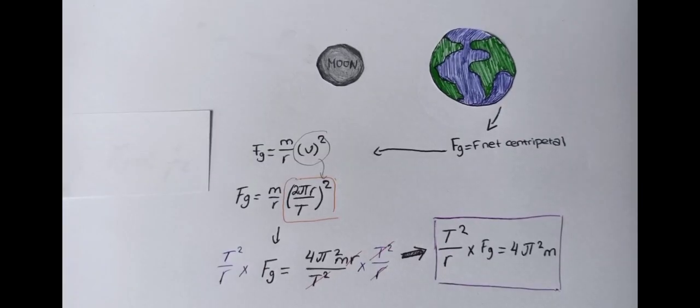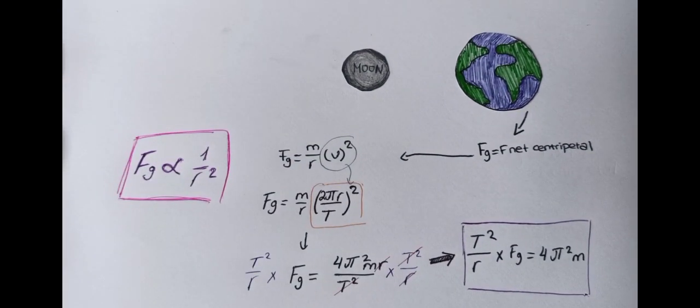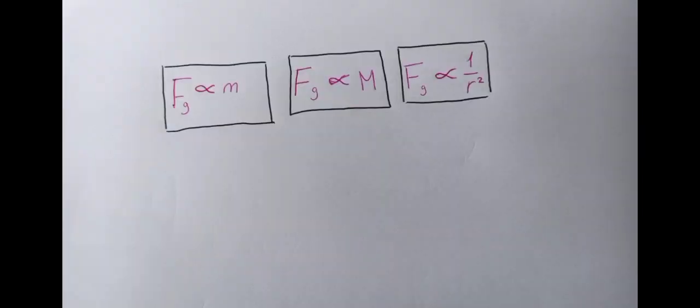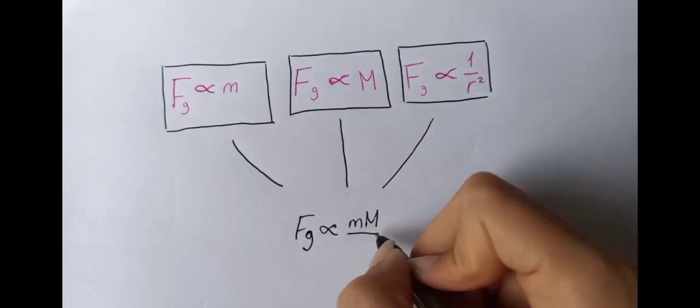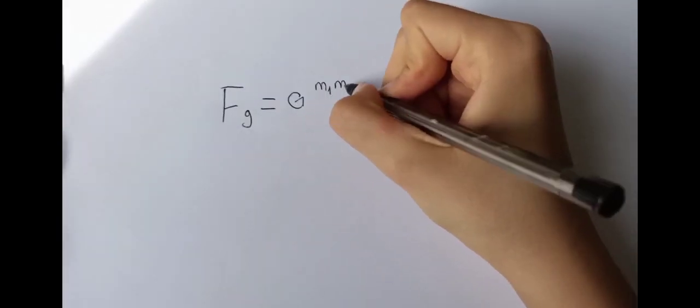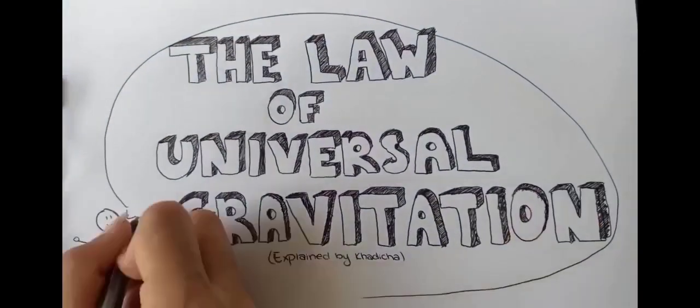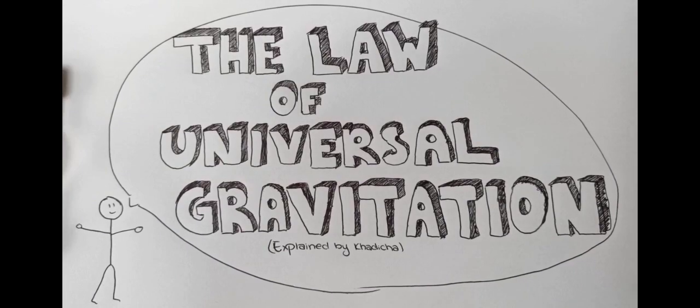So since the force of gravity has to be a constant divided by r squared, Newton said that the force of gravity is proportional to the inverse of r squared. When we take them all together, we can express it like this. So this can be written as a formula where G is the gravitational constant. This is the currently accepted value of G. And now we have Newton's law of universal gravitation.